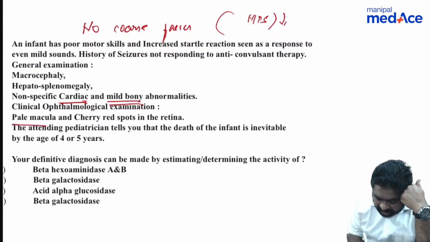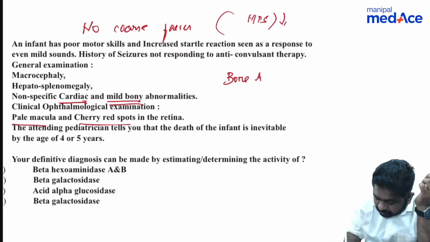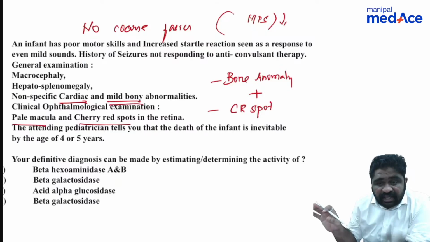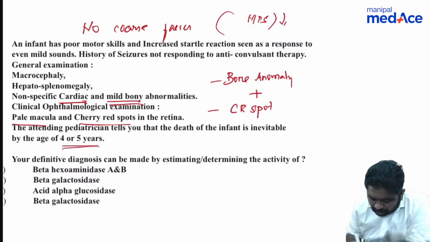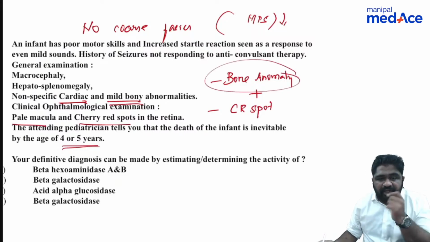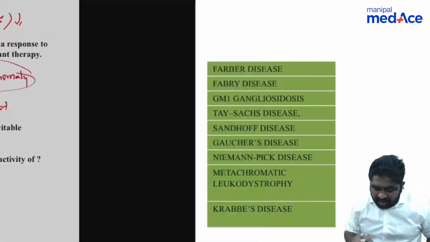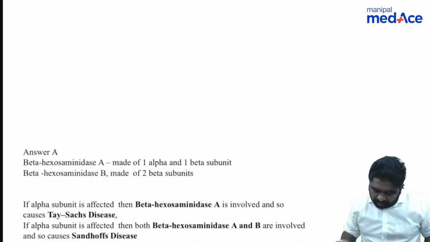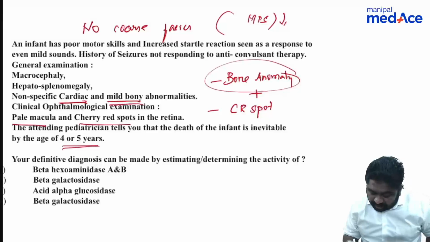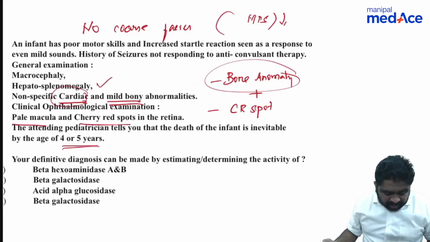Also, see, there is a pale macula, cherry red spots are seen. So now, bone anomaly is seen, plus cherry red spot is seen. And the attending pediatrician is telling you the death of the infant is inevitable. You can't actually change it. By the age of 4 to 5, he has to die. Among the following, think of the bone anomaly. Now, let me give you a clue. In case of bone anomaly, you can actually have the accumulation in such a way. The cardiac anomaly is non-specific.